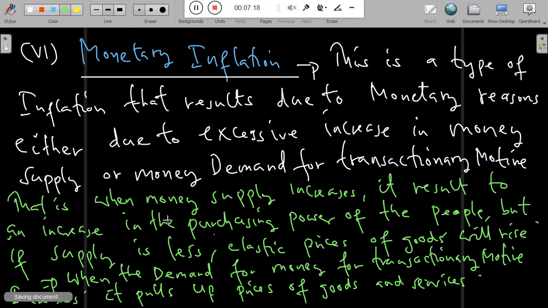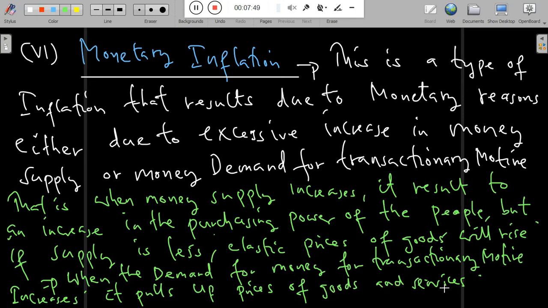We also have another type of inflation, that is monetary inflation. This is a type of inflation that results from monetary reasons, either an excessive increase in money supply or money demand for transaction motive. When money supply increases, it results in an increase in the purchasing power of the people. But if supply is less elastic, prices of goods will rise. When the demand for money for transaction motive increases, it pulls up the prices of goods and services.